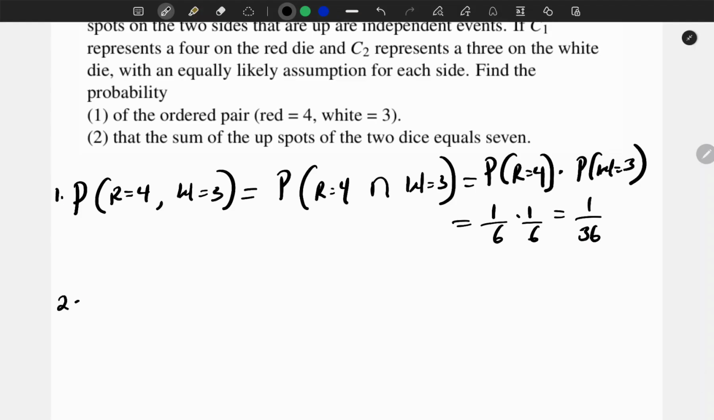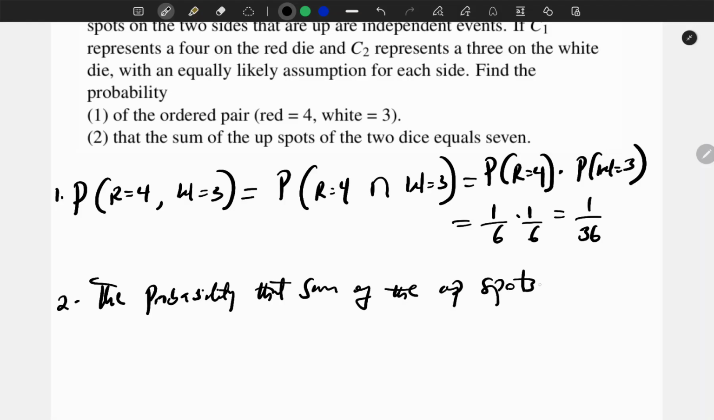Question number 2: that the sum of the up spots of the two dice equals 7. For us to check this, we have the probability that the sum of the up spots of the two dice equals 7.